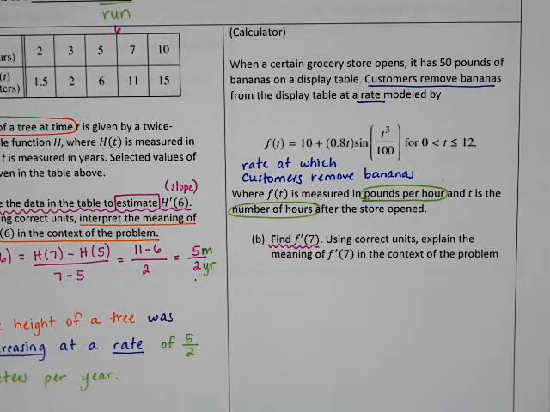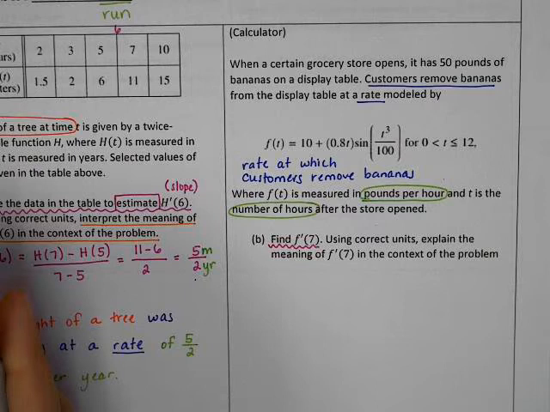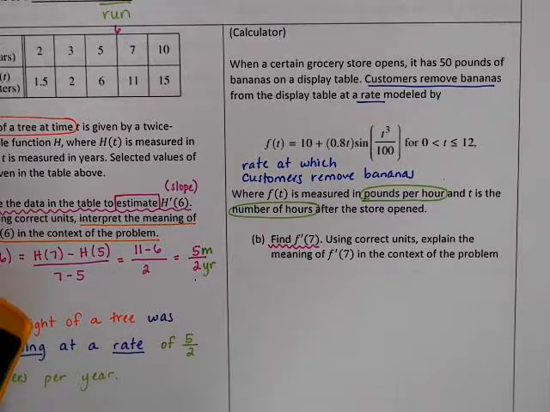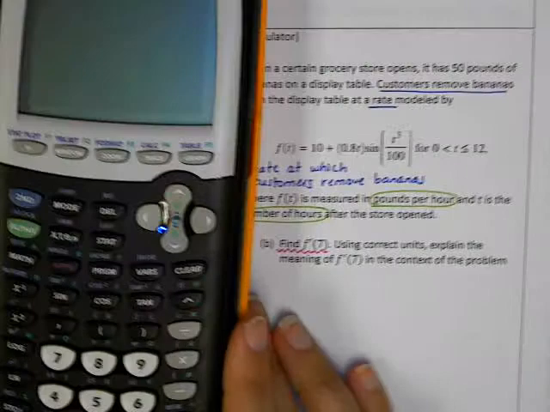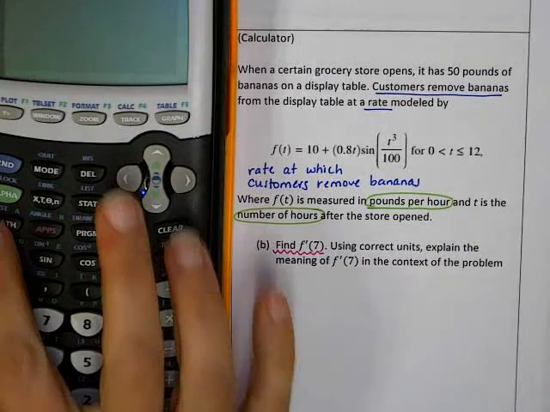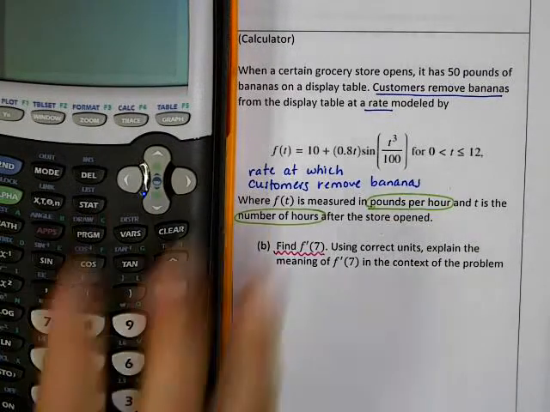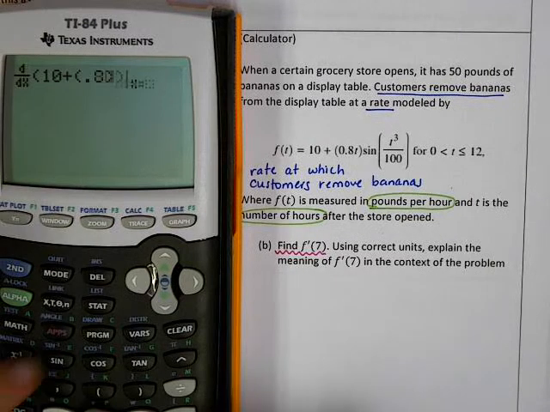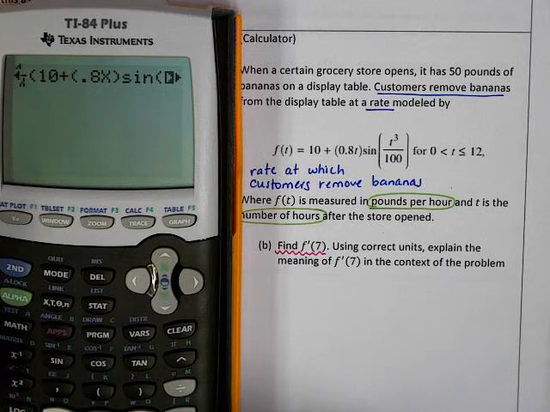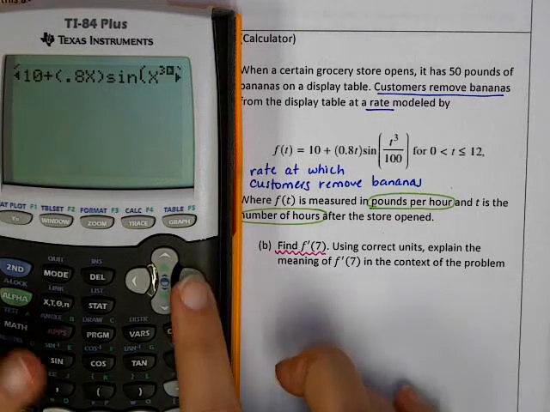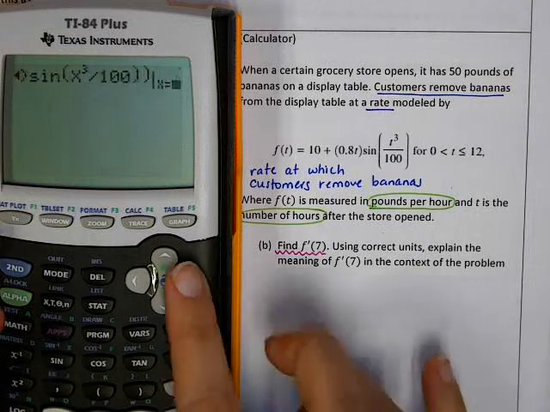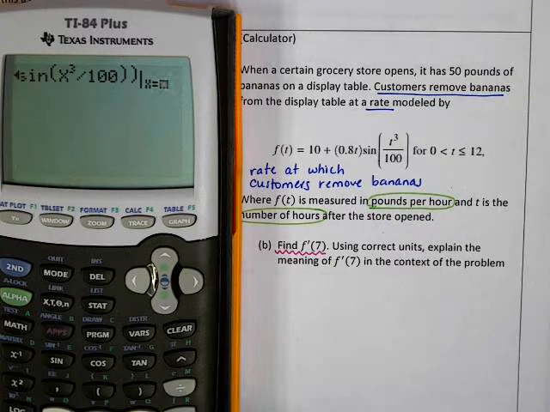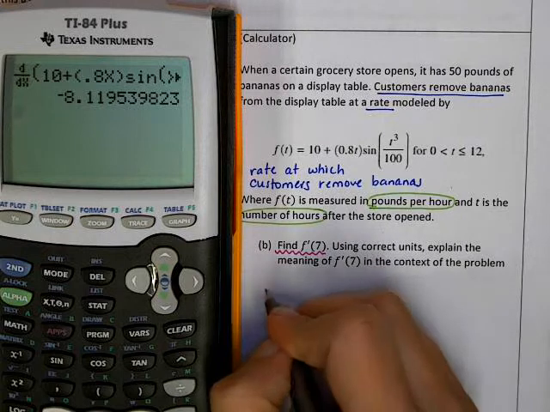Now in this case, since we have a calculator, we can and we should use our calculator to find that derivative. So I'm going to go to math option 8, which is finding the derivative on my calculator. You may remember that from much earlier this year. I'm going to type in the x for d over dx, and I'm going to type in my function 10 plus 0.8x sine of x to the third power divided by 100. And the value that I want to substitute is 7. So step 1, find the value.